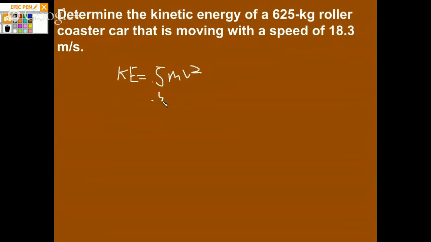So now it's more or less just plugging in the numbers. We can keep the 0.5. The mass we know is 625, and we multiply that by 18.3. Make sure you square the 18.3. If you multiply across, I would multiply 0.5 times 625 first, then multiply by 18.3 squared, giving us an answer of KE equals 104,653. You can just round up, and that's in joules. Don't forget to put your unit.